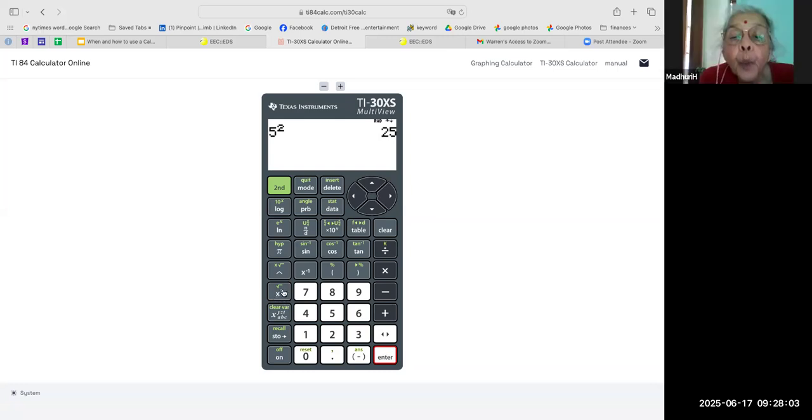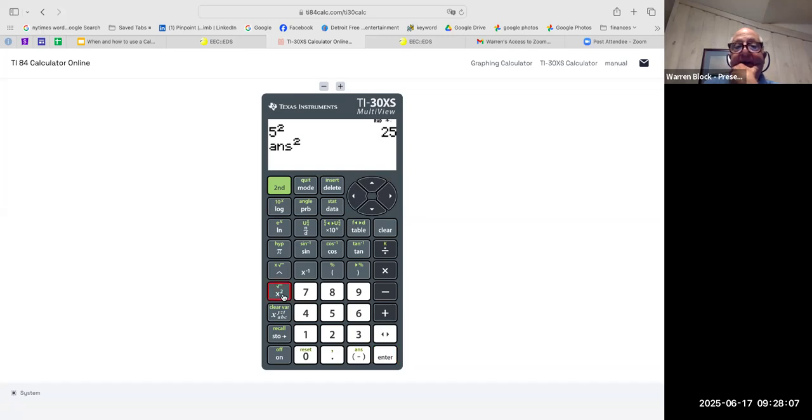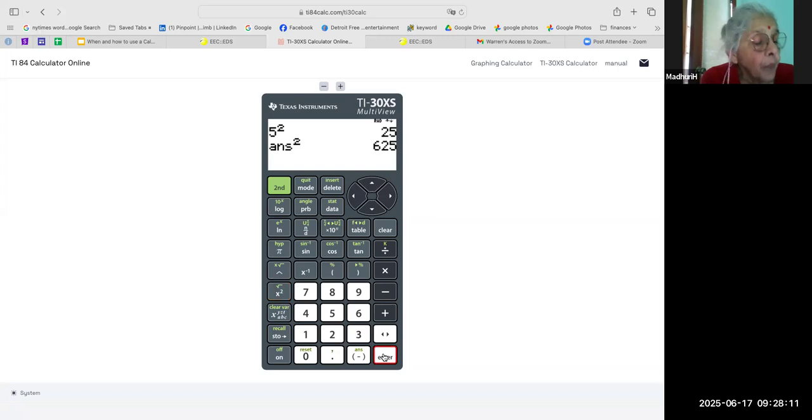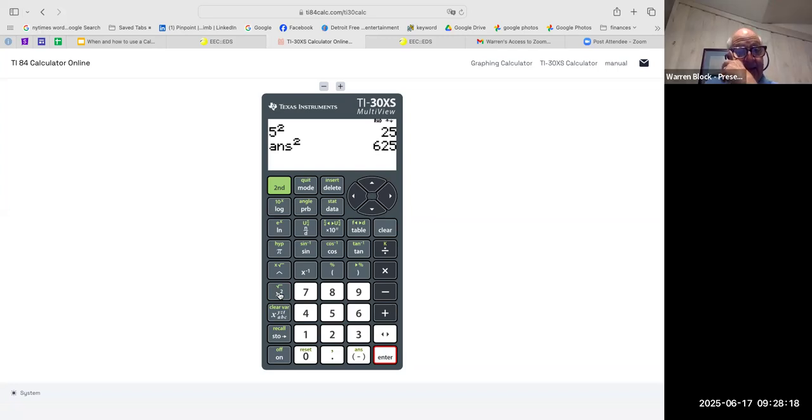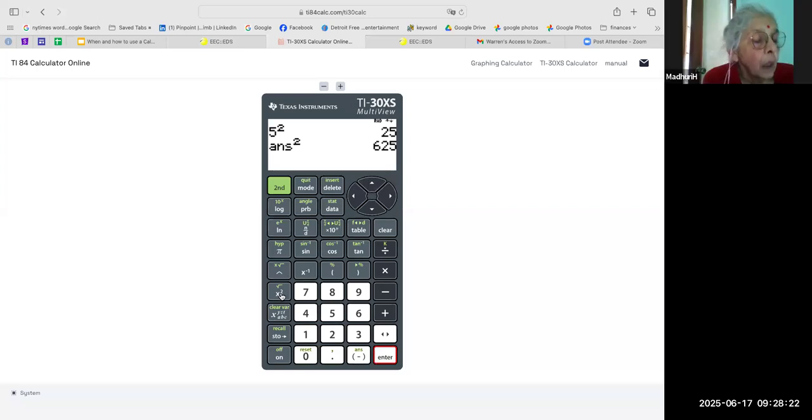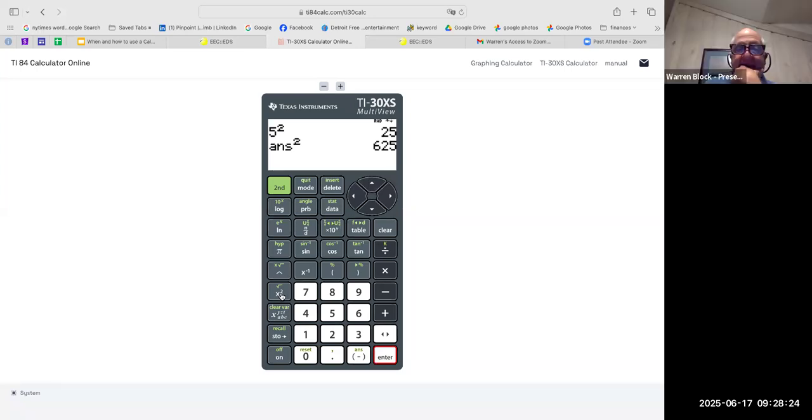Oh, so you have to put in the button first and then? No, you put the number first. So here we have the answer. It's going to square the answer. After I put in 5, I just put in that X squared button. Now press the X squared button again, and then you get the square of that, 625. You want to do it again?